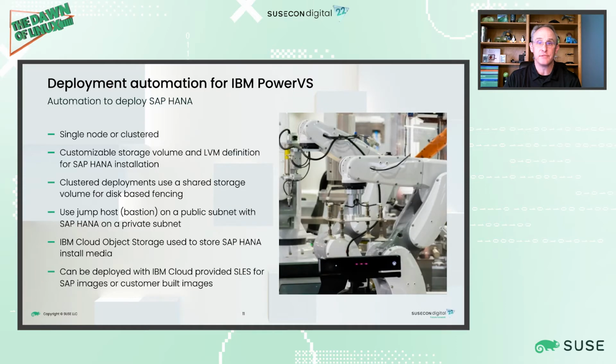IBM's Cloud Object Storage will store the SAP HANA installation archive. SALT copies and extracts the archive on the nodes before starting the hands-off SAP HANA installation. Organizations can use the IBM Cloud provided images of SLES for SAP or can upload custom-built images that can be deployed by the automation.